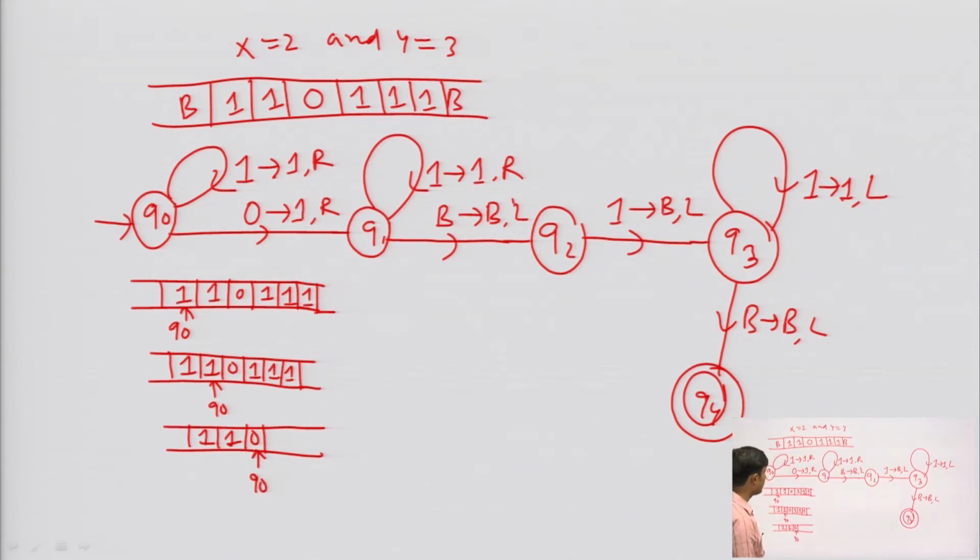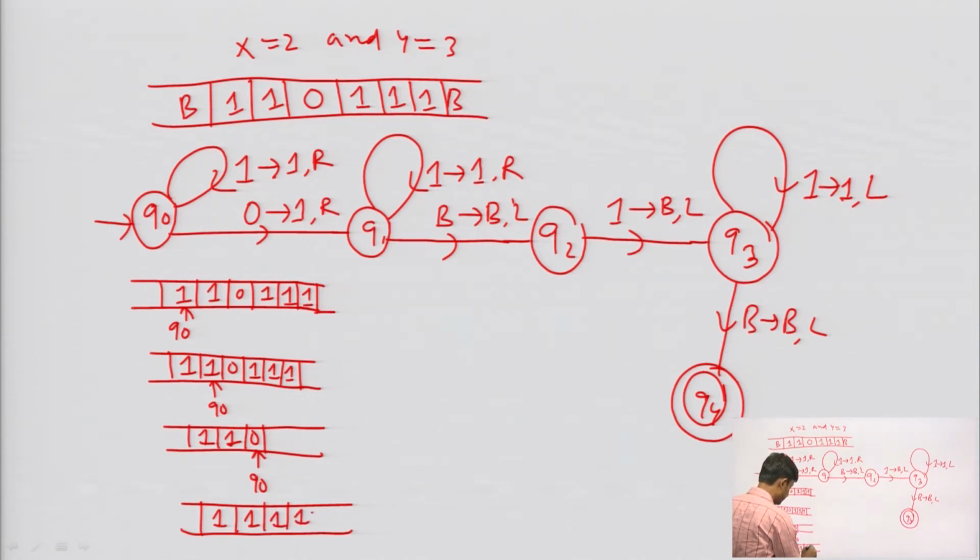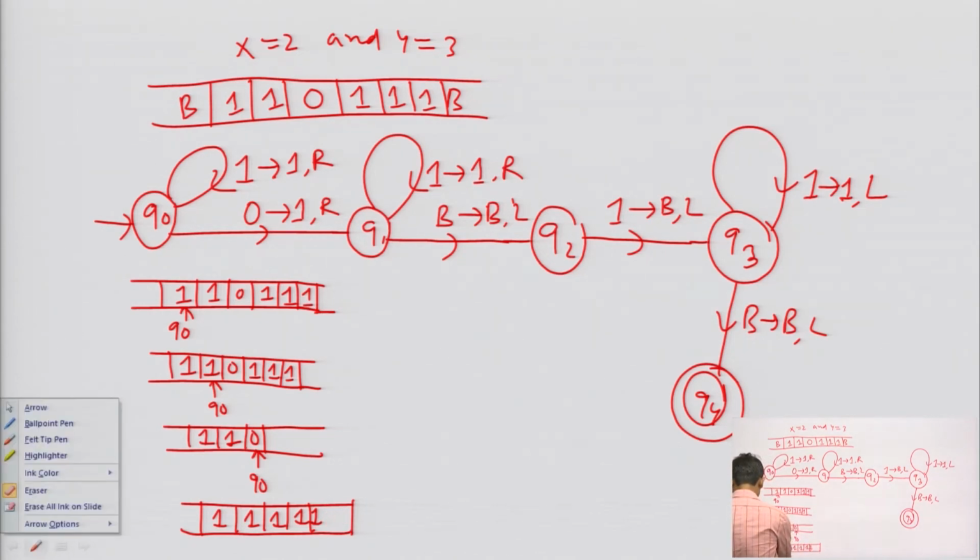Now check Q0: if Q0 reads 0, you change the transition from Q0 to Q1, and the 0 is replaced by 1. So this is the 0 replaced by 1. Now this is 1, 1, and 1, and here is the 3, 1 1 1.